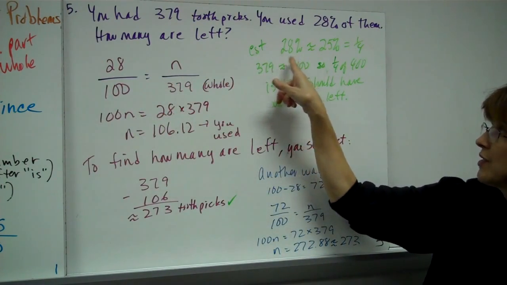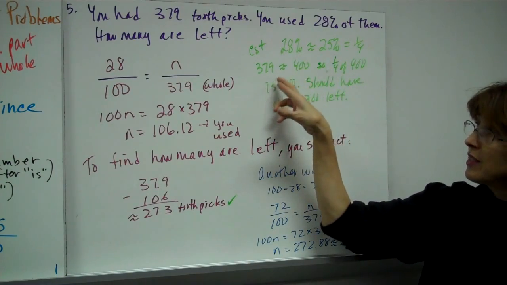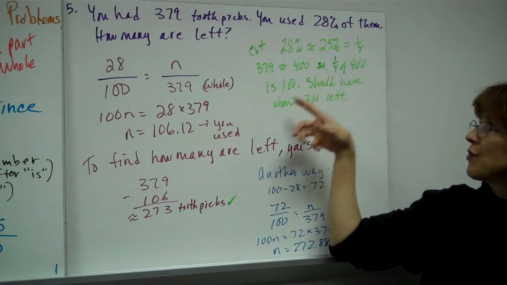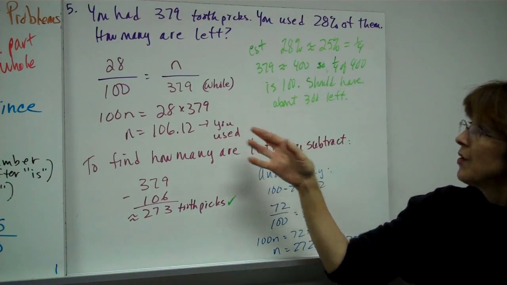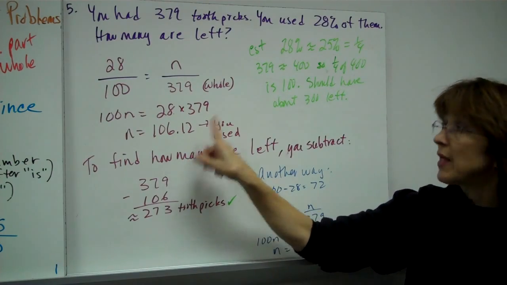We can estimate, of course, that 28 is about 25%, which is about a fourth. And 379 is about 400. You just use round numbers here to get an idea. 1/4 of 400 is obviously 100. When we do our cross products, we get 106. So that's exact. That's how much we used.